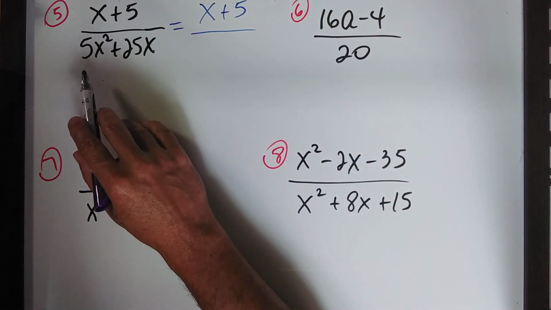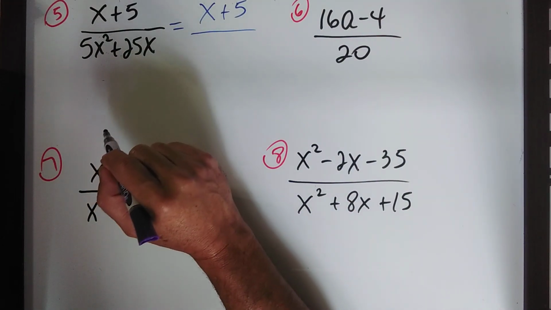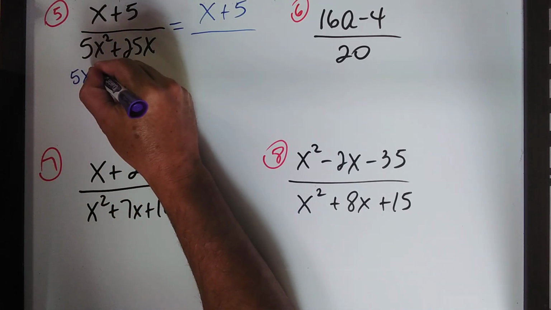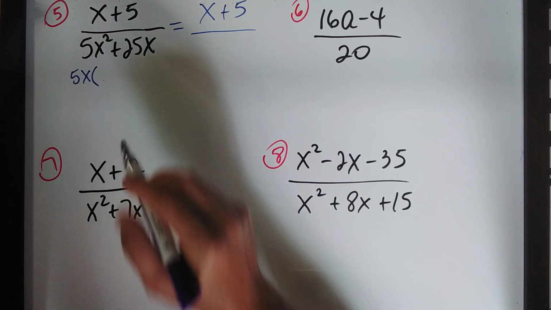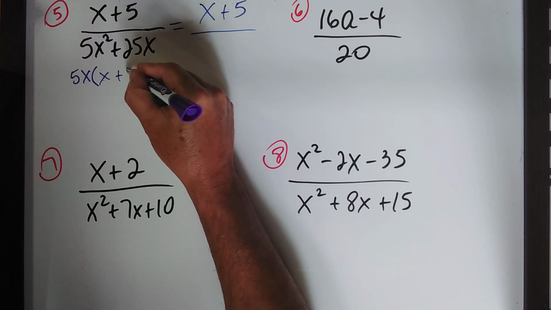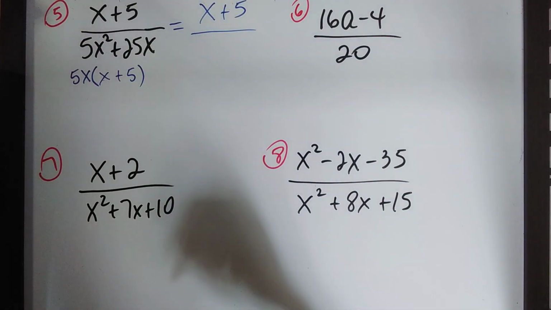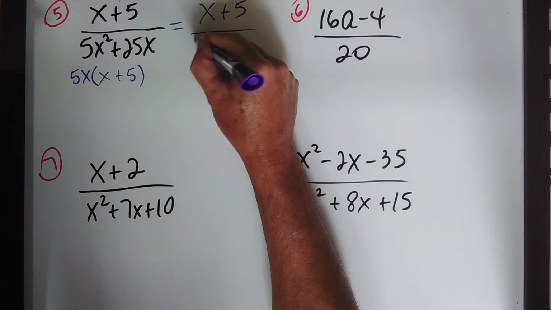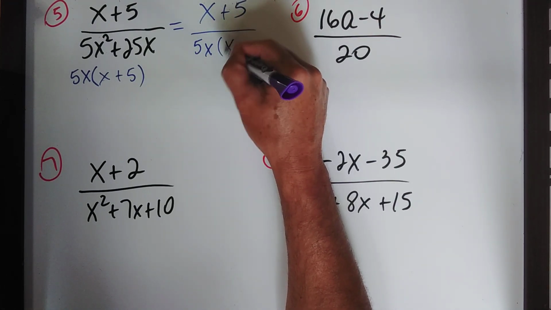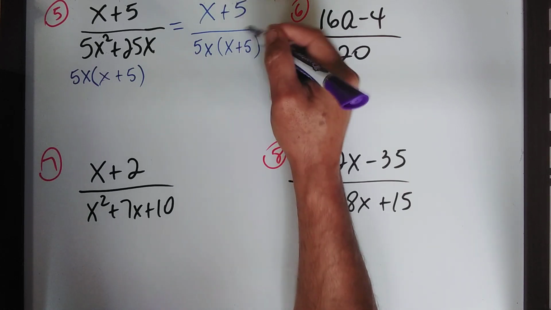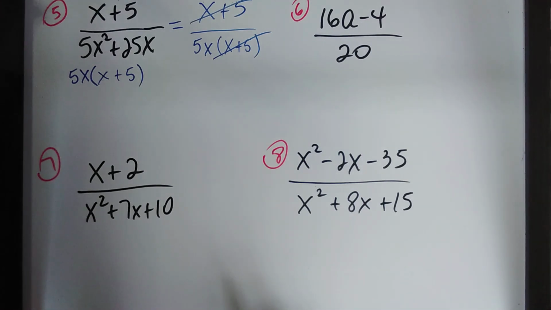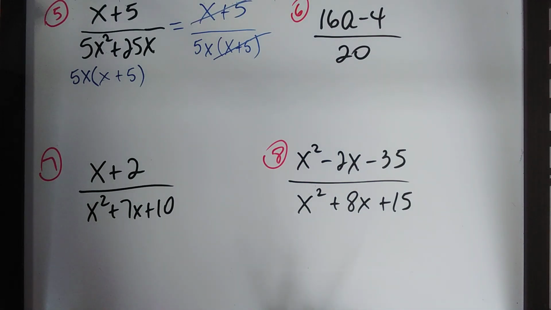And then on the bottom I got the GCF, which is 5x, right? This is right here, 5x. And then what goes inside the parentheses? 5x times x, 5x squared, plus 5x times 5 is 25x. That's it right there. Let's put it here, 5x times x plus 5. And now I can cancel the x plus 5 because it is a whole factor now. And that's it.